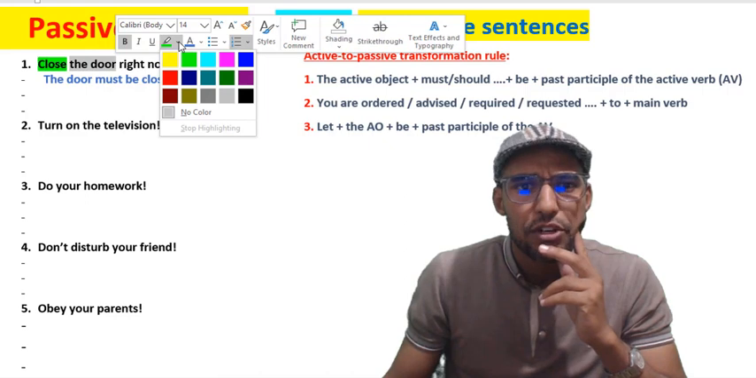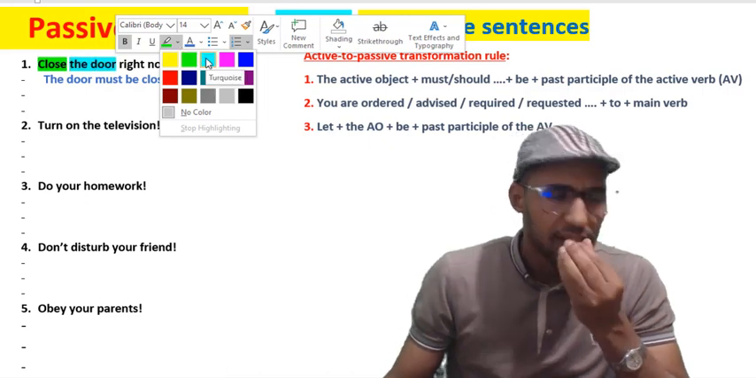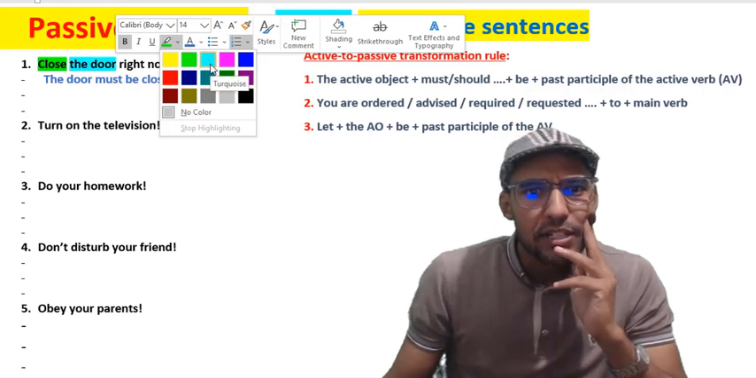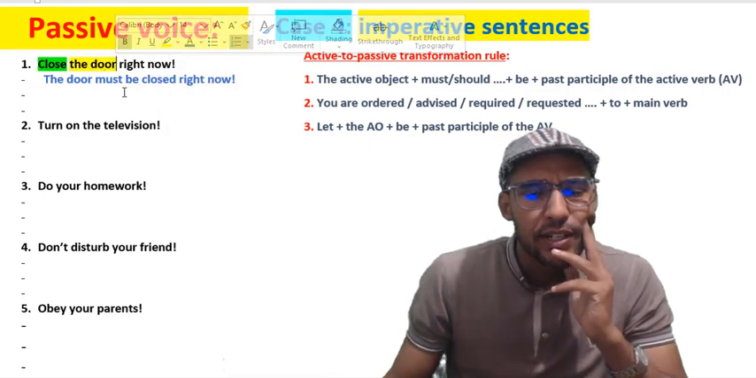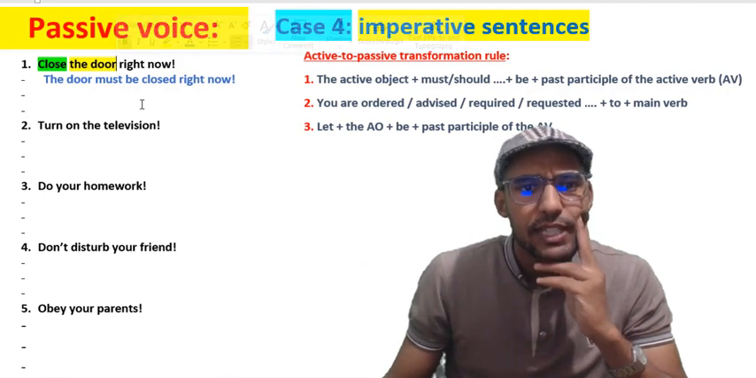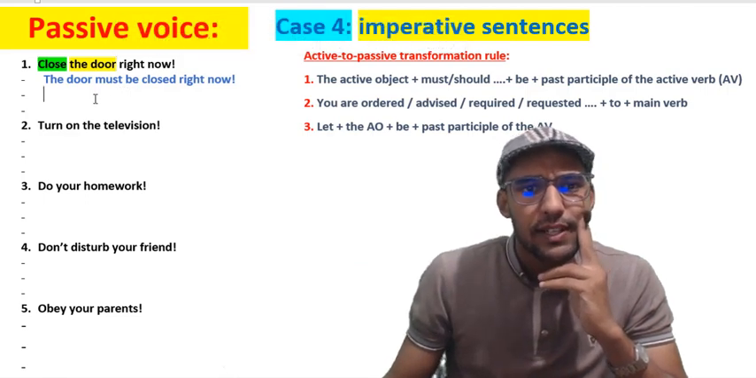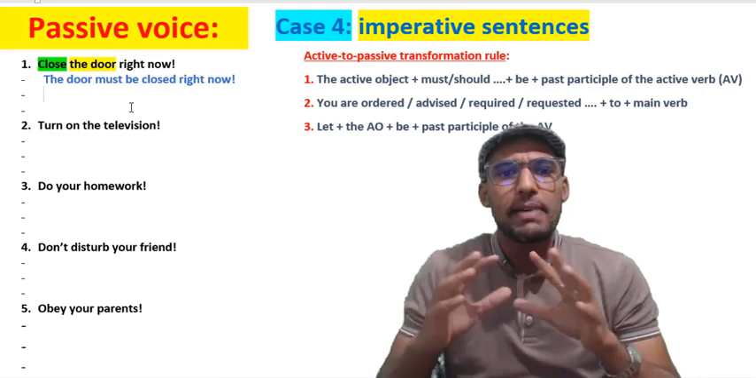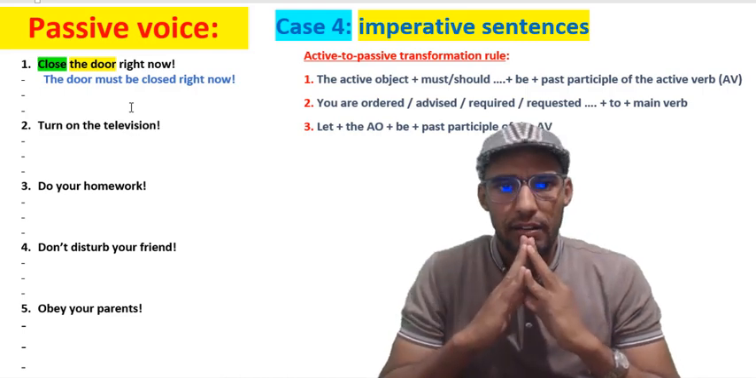And we have here the verb, and the noun here is mostly the object, which is mostly marked using the yellow, as we use it to do. And that's it. So you see here, the door must be closed right now.